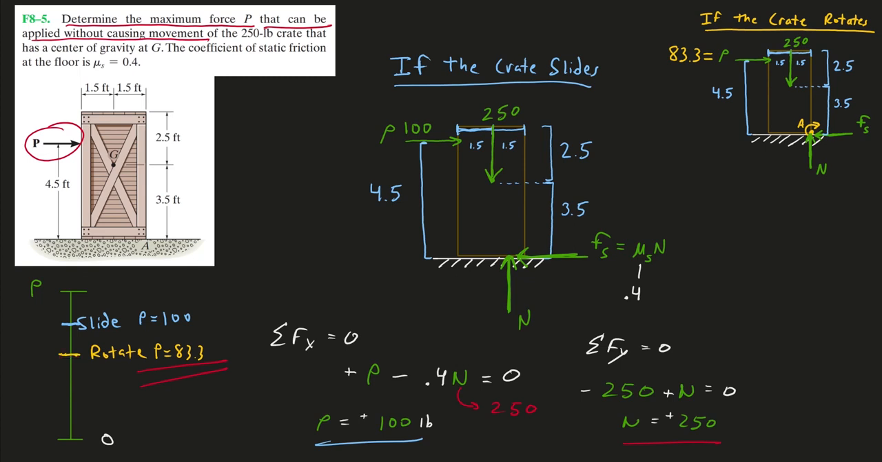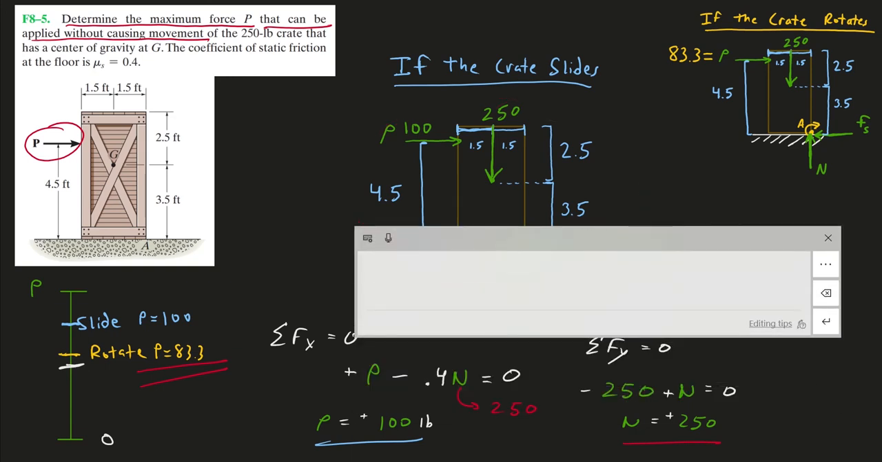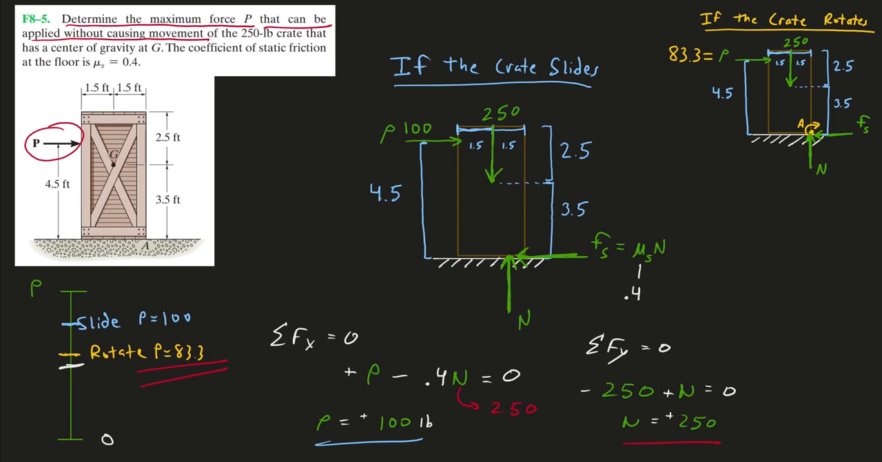And you might hear that the crate tips first. I've heard that around a lot. And technically, it's impossible to get P to 100 because once my pushing force increases to 83, the thing has fallen over and it's lying on the ground. So it's really impossible to get my P force up to that 100 with this free body diagram applied. So you really want to get into this habit of thinking and visualizing the problem, because this is how all of these friction, sliding, tipping problems work.